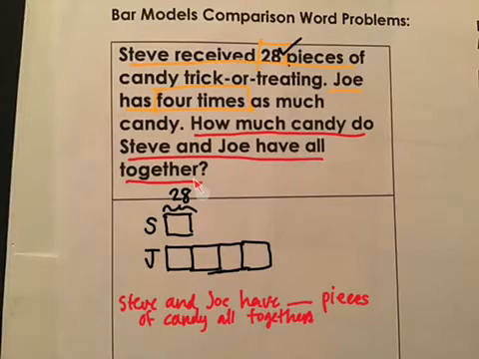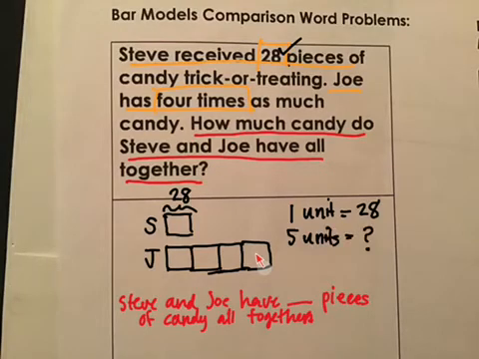So here's what we know. We know that 1 unit equals 28, right? Here's our 1 unit. It equals 28. So to figure out how much Steve and Joe have all together, we want to figure out all of the units, right? So we need to know 1, 2, 3, 4, 5 units. So 5 units would be what? Well, we could say 28 plus 28 plus 28 plus 28 plus 28.